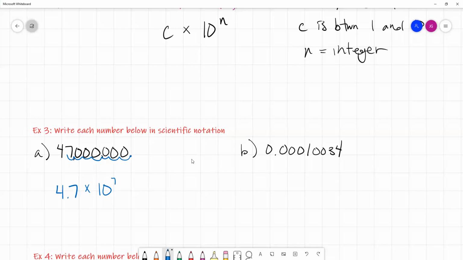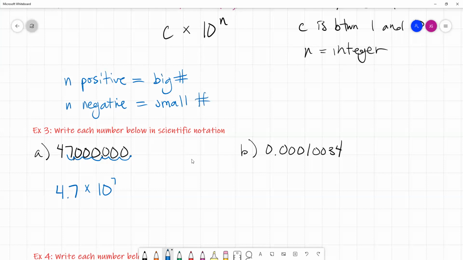A big number means a positive exponent on our 10. So if you want to, we can write that down. If n is positive, that means we have a big number. By big number, I mean something bigger than 1, okay? And if our exponent is negative, that means we have a really small number, something less than 1, between 1 and 0, okay?